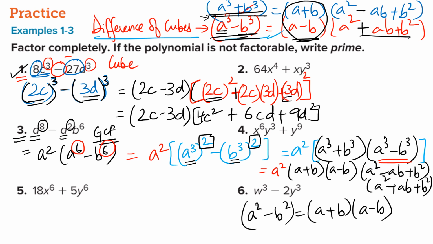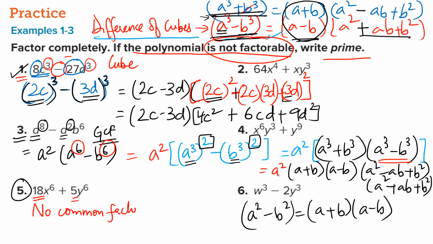Now let's look at question 5. Sometimes you may get a question where the polynomial cannot be factorized. You cannot apply any identity. In that case, you will write it as prime. For example, this question. Look at 18, look at 5. Are they perfect squares, cubes, sixth powers? No, they don't have any common factor. So because they don't have any common factor, I cannot factor it. So therefore, I will just say it is prime, not factorable. So this kind of question can also come.